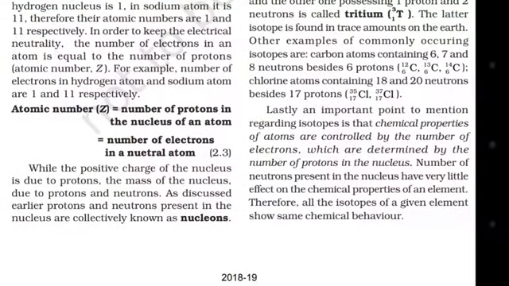Lastly, an important point to mention regarding isotopes is that chemical properties of atoms are controlled by the number of electrons, which are determined by the number of protons in the nucleus.